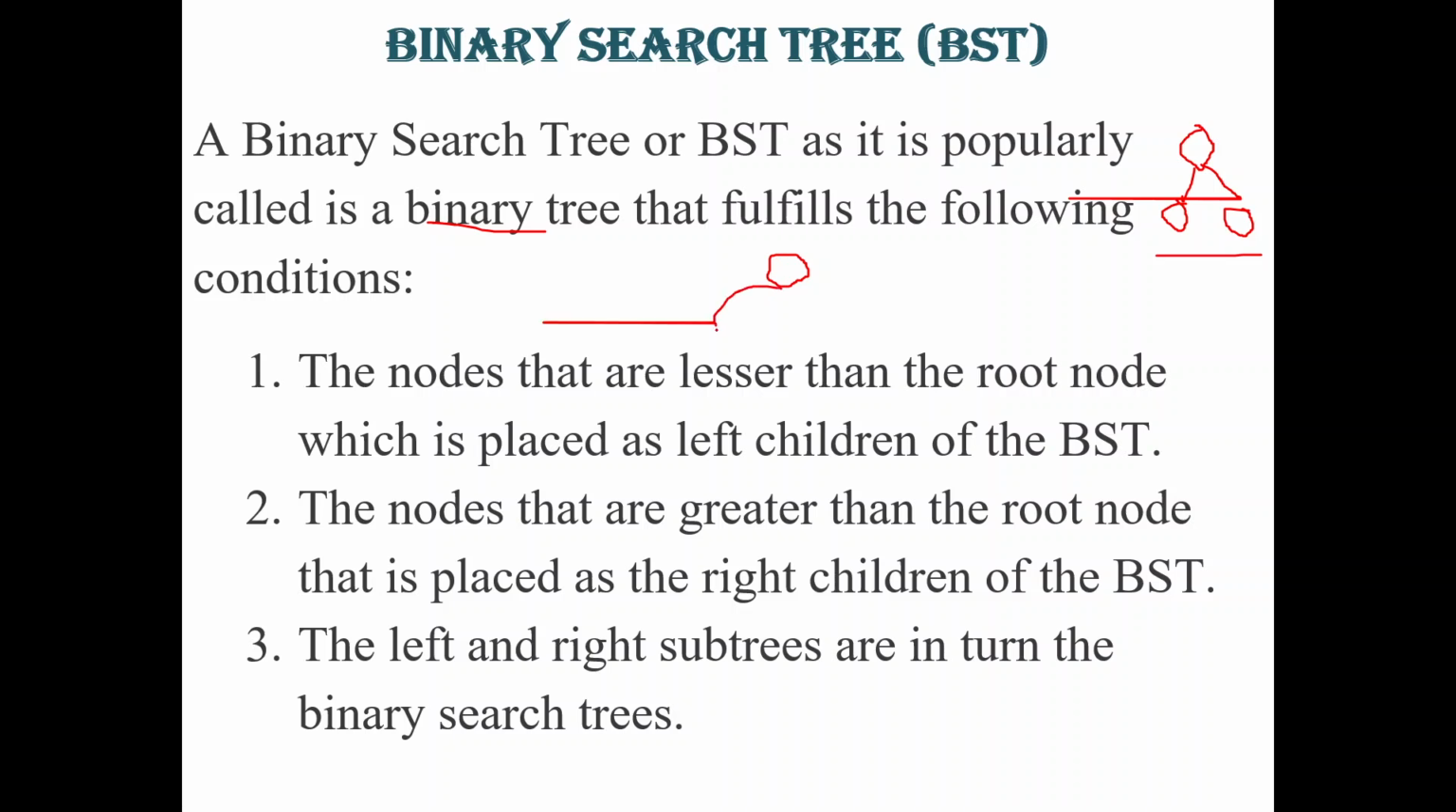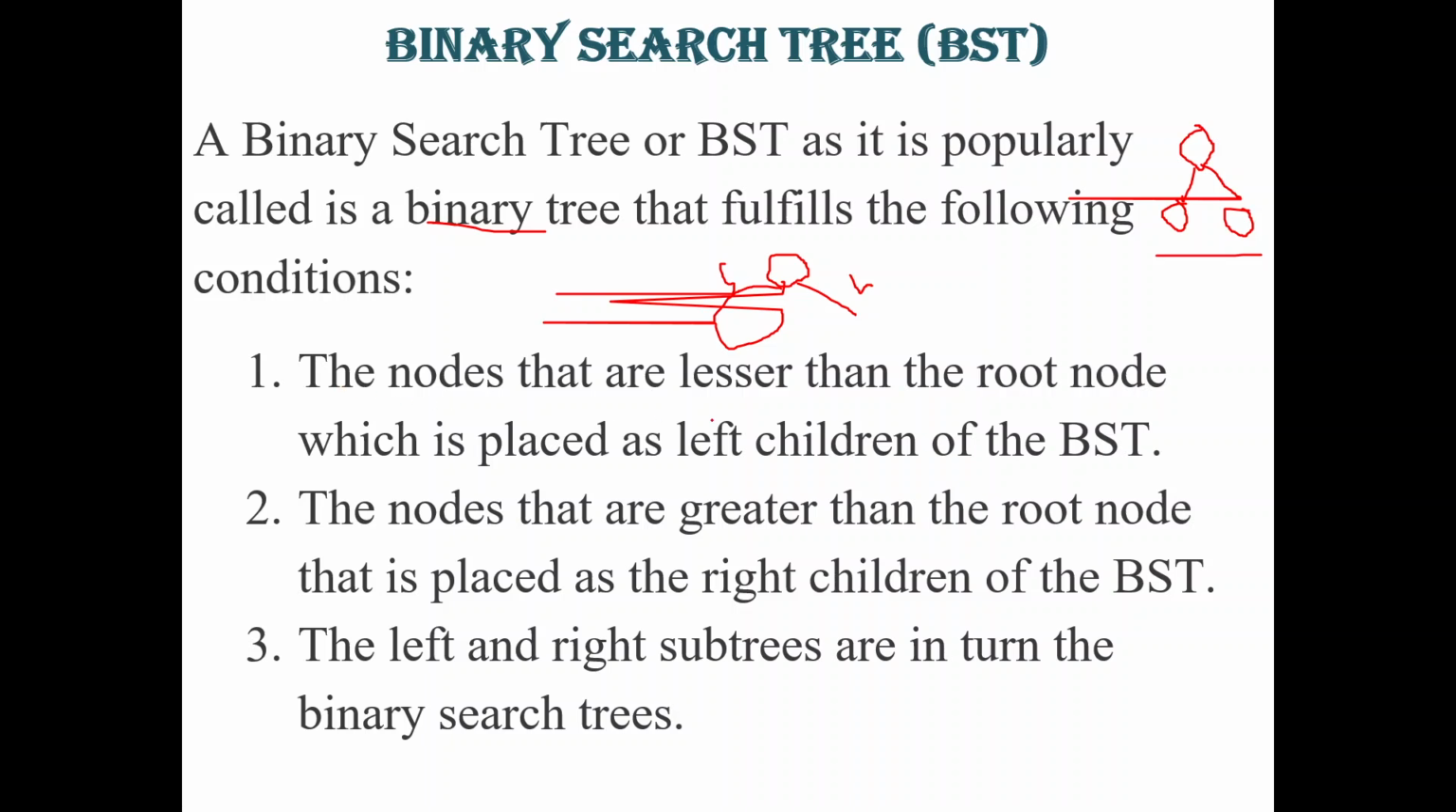To the left, I'm going to insert only the smaller number. To the right, I'm going to insert the larger number when compared to the root node. This is a binary search tree. A binary search tree is nothing but a binary tree, but we are going to add a certain condition. The left of the root is going to have the smaller number, and the right subtree is going to have the larger number. You can call a binary tree a binary search tree if it follows these conditions.